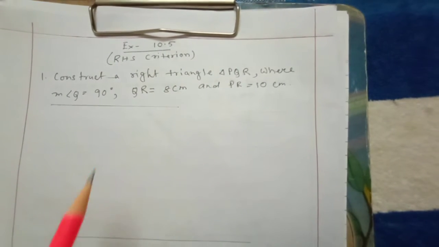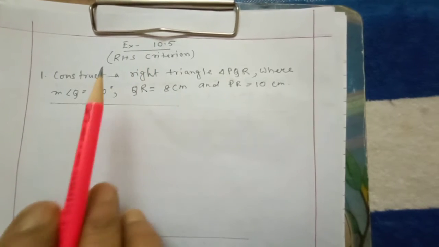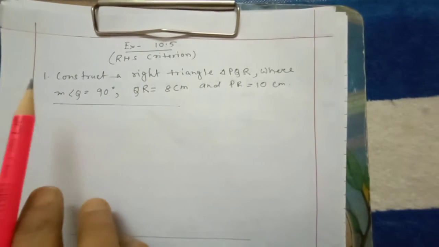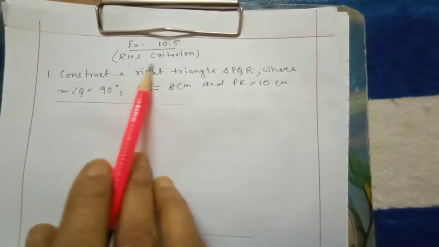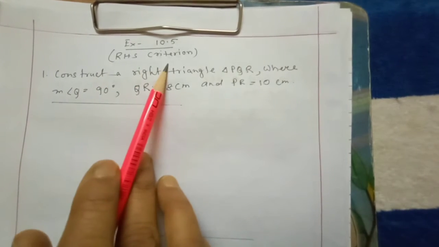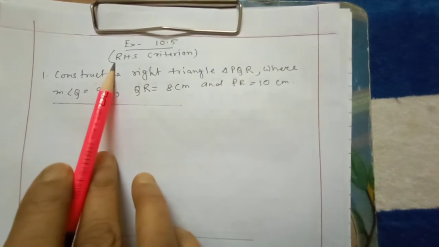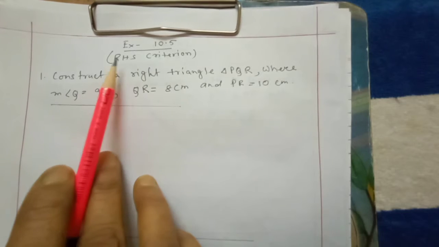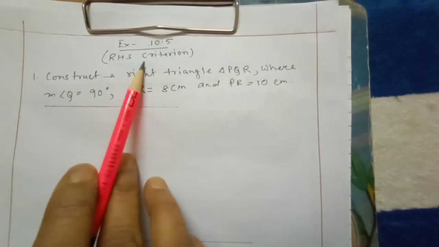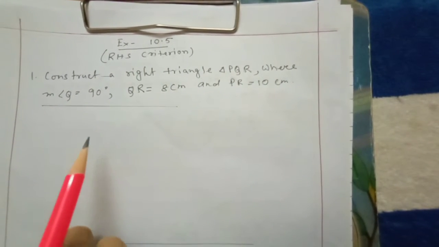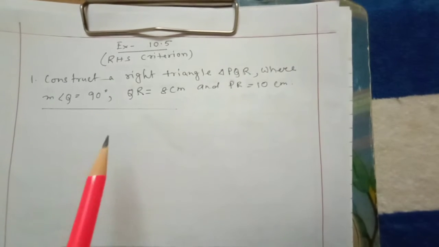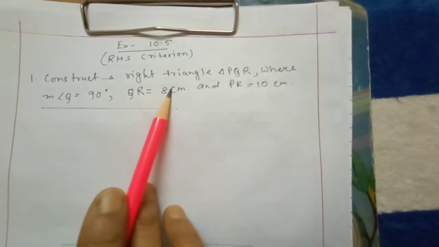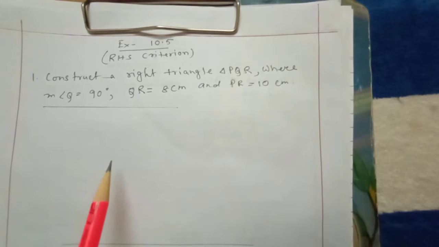Today we will do exercise 10.5. This is the last exercise of your construction and we will use the RHS criterion here. RHS, you know, means right angle, hypotenuse and one side. Using this criterion we will draw triangles. That means in this construction you will get all right angle triangles.